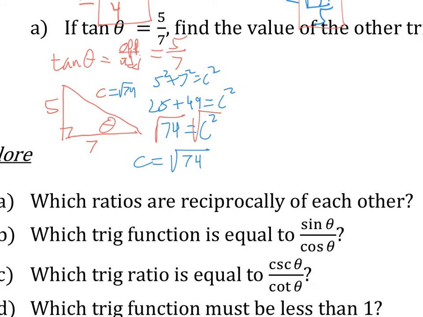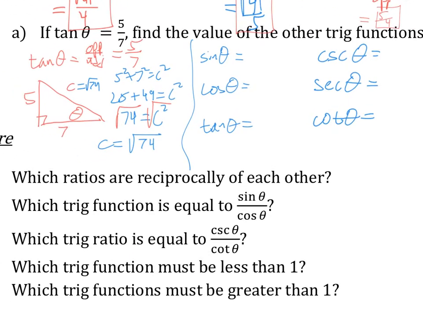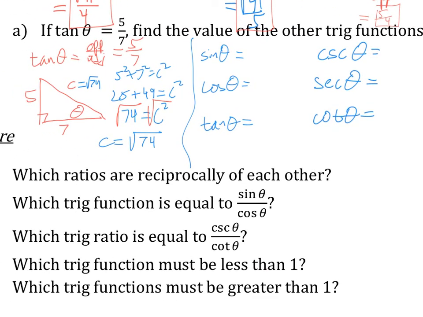All right, so with that triangle, let's see if we can find the sine of theta, the cosine of theta, the tangent of theta, and then their reciprocals, the cosecant of theta, the secant of theta, and the cotangent of theta. So pause the video real quickly, see if you can find those. Just write the fractions, and then come back and we'll see if we agree.